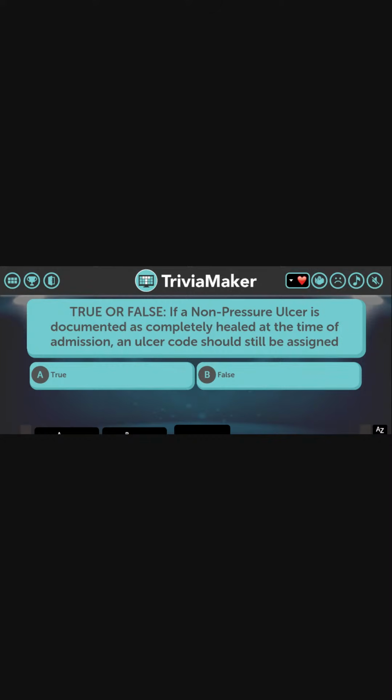So, true or false, if a non-pressure ulcer is documented as completely healed at the time of admission, an ulcer code should still be assigned. Is this going to be true or is this going to be false? What do you think, coders?